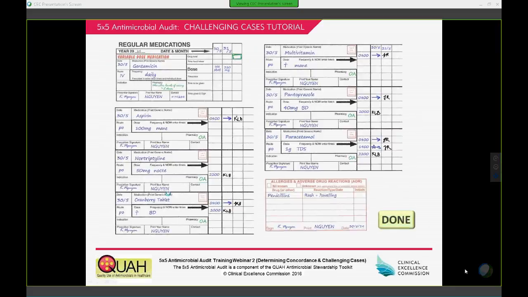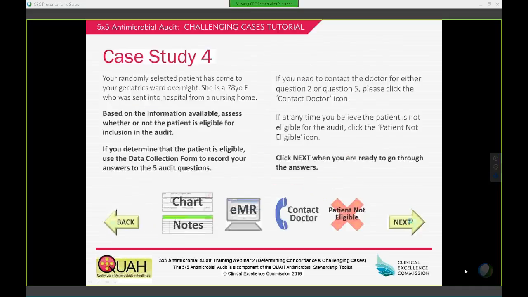Okay, so we've got gentamicin, aspirin, amitriptyline, cranberry, multivitamin, pantoprazole, paracetamol, and also noting a penicillin allergy there with a rash and possible swelling. So the antimicrobial that we'll be looking at is the active audit for gentamicin, which looks like it's been prescribed since the 30th, so just for a couple of days. And we'll have a look at the electronic medical record.